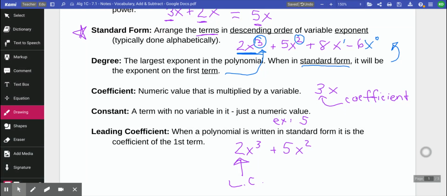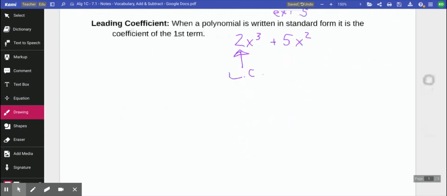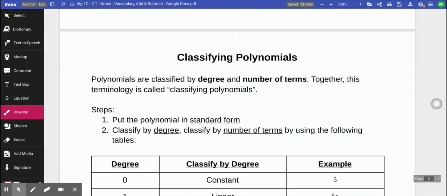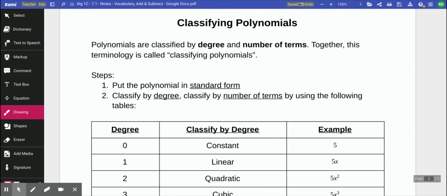Okay, so that's all the terminology we need to know. Let's start adding and subtracting these polynomials. Oh, just kidding. Let's classify these polynomials. So we classify polynomials two different ways. We classify them by degree and by the number of terms.